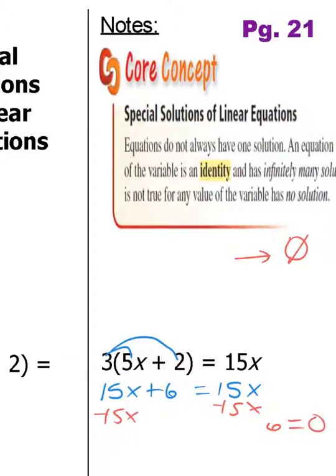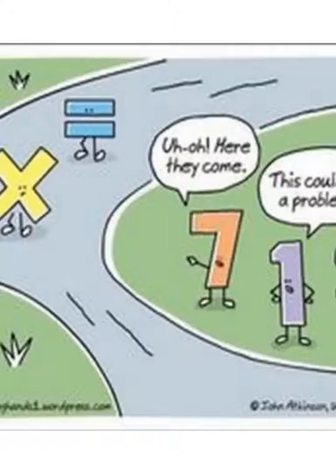Well, I don't live in a parallel universe where 6 equals 0, and neither do you. So this is not true. And because it is not true, it is no solution. Unless you're Rick and Morty, and then it might be. But. Okay, questions? All right.